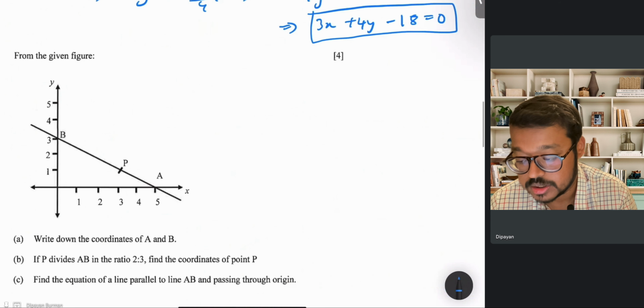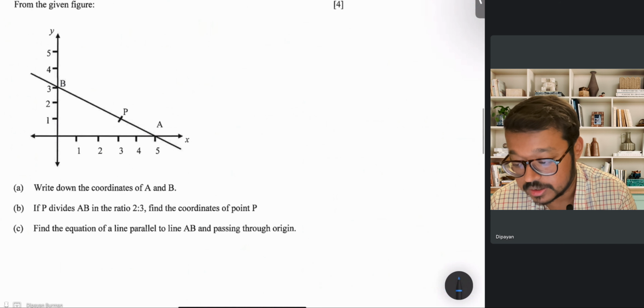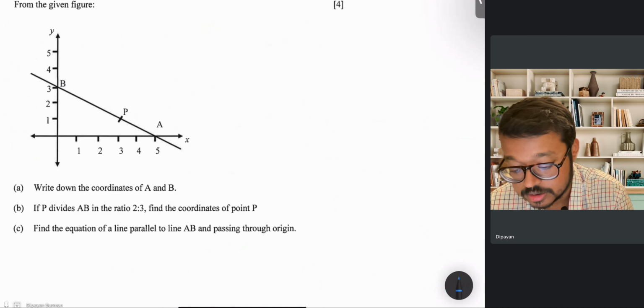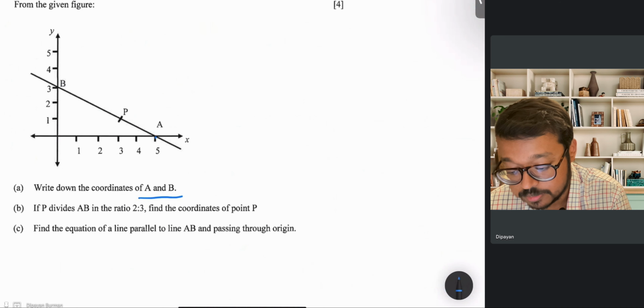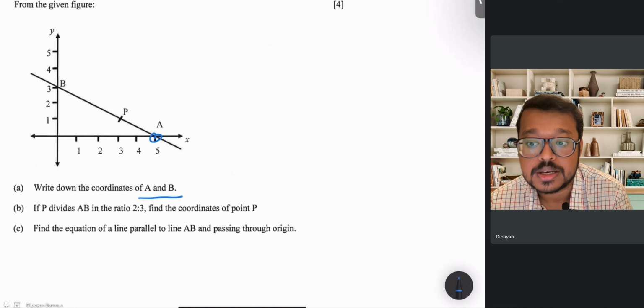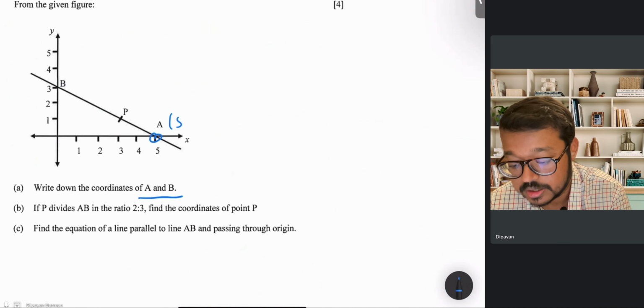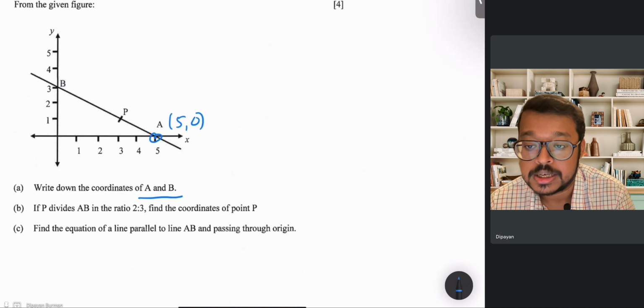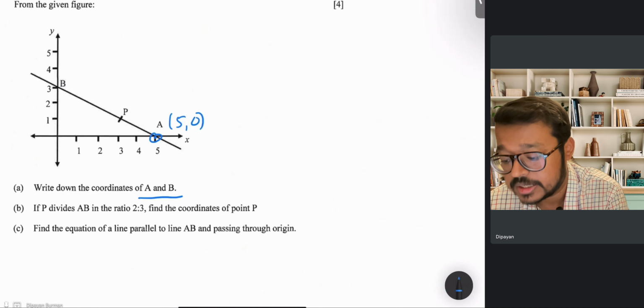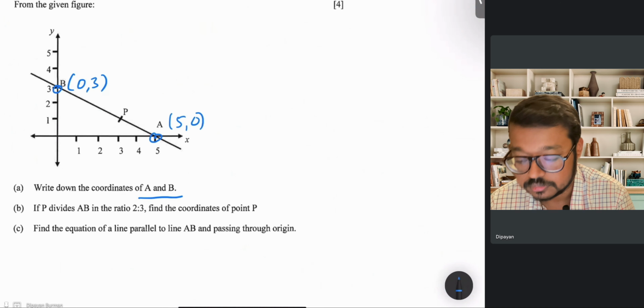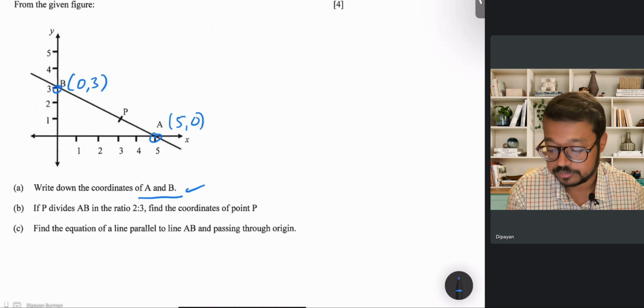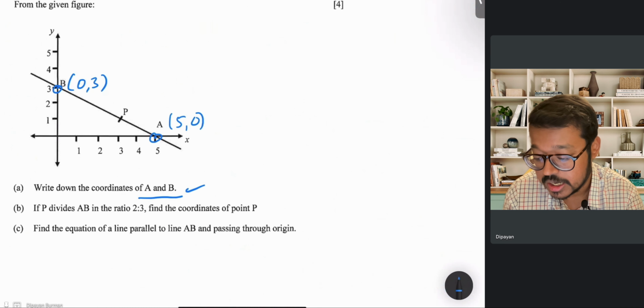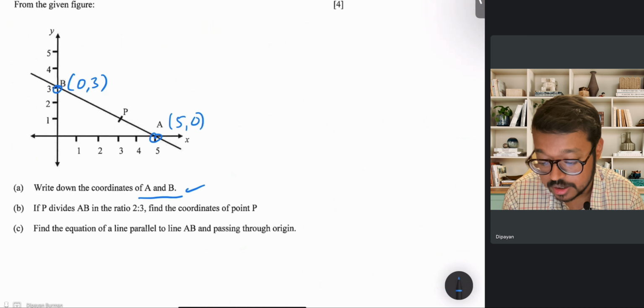Then for the next question, in the given figure, write down the coordinates of A and B. So this is point A, we can find that this is x value 5, y value 0. So A coordinate is 5 comma 0, and then this is point B, x coordinate is 0, y coordinate is 3. So this is very simple. Then we need to find, if P divides AB in the ratio 2:3, the coordinates of point P.